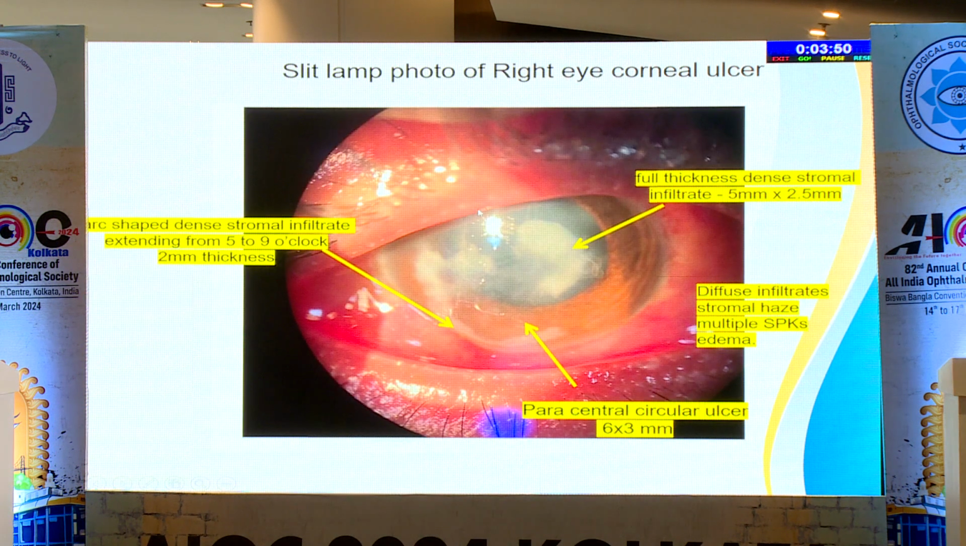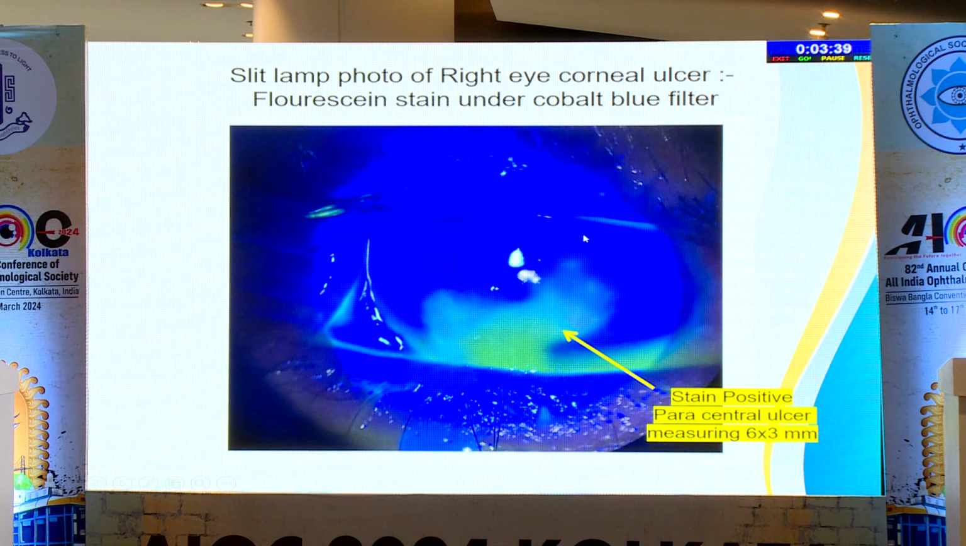So this is a slit lamp photo. We can see there was a paracentral circular ulcer here, the arc-shaped stromal infiltrate which extended from 5 to 9 o'clock, and a full thickness dense stromal infiltrate. This was the stain positive area.